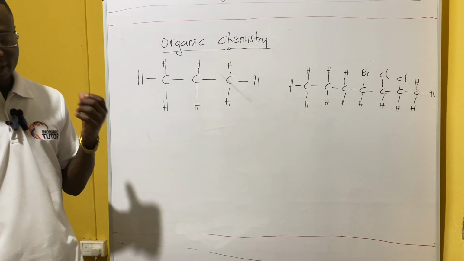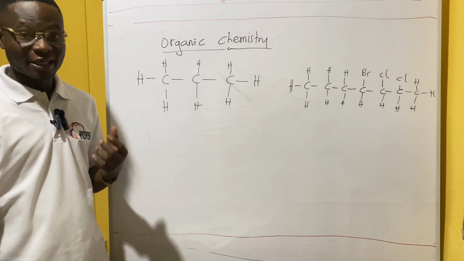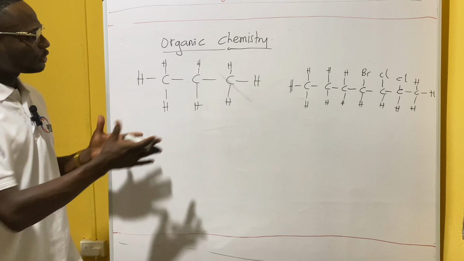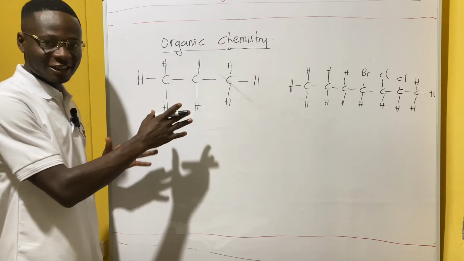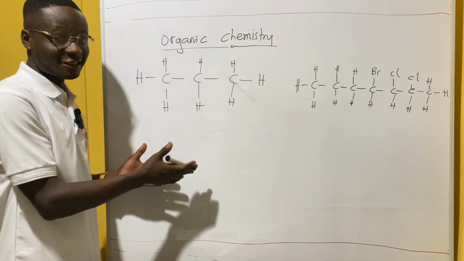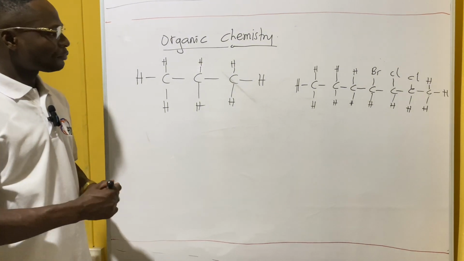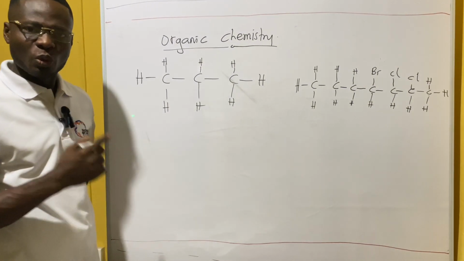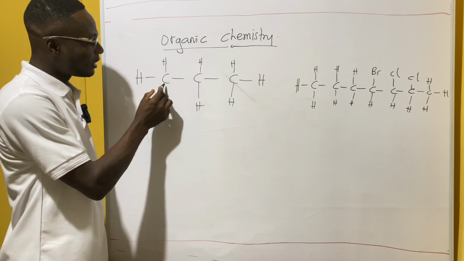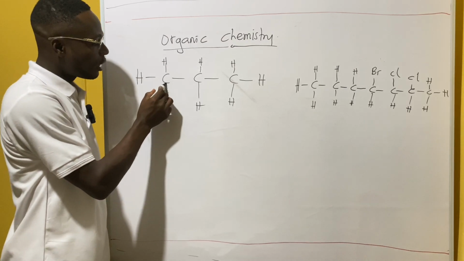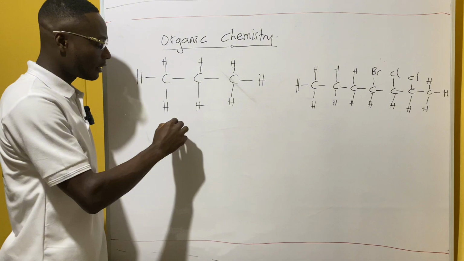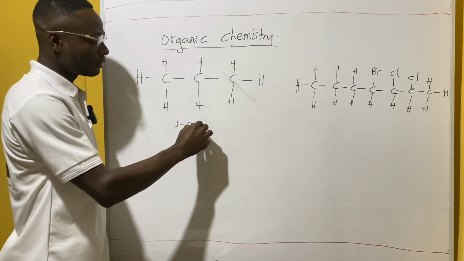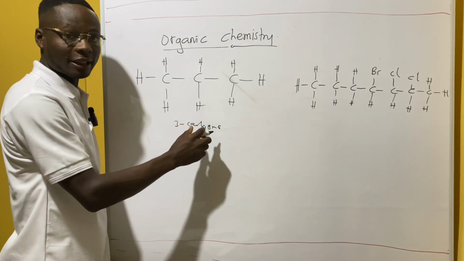Today we are going to look at how we can name organic compounds. This right here, how do we name this? Don't let this scare you. This is just a simple structure. When you see this, what do you do first? You know that we have 1, 2, 3 carbon atoms here. So 3 carbon atoms.